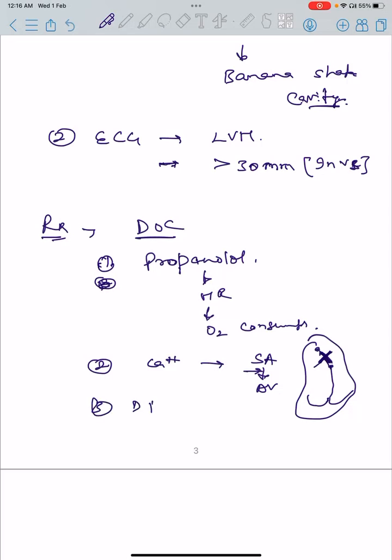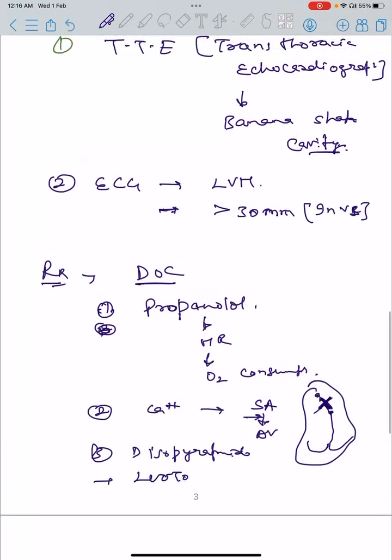Third one is disopyramide, which is used for LVOTO, meaning left ventricular outflow tract obstruction. That's it.